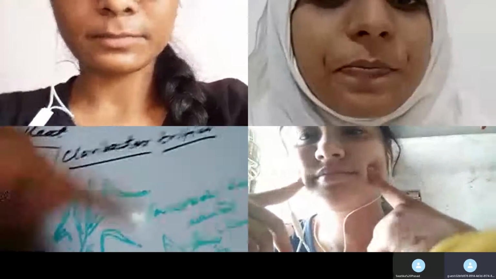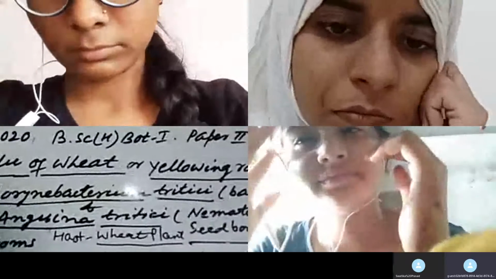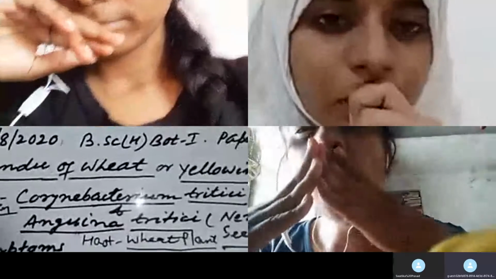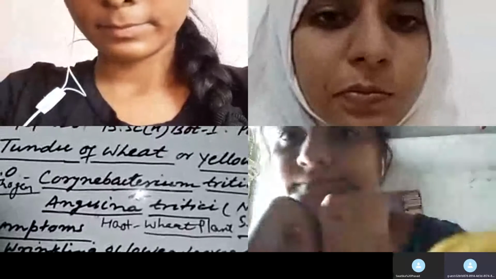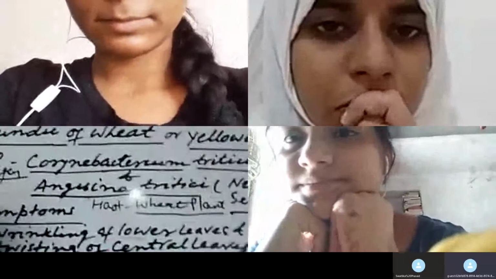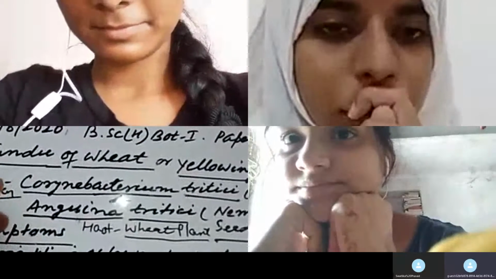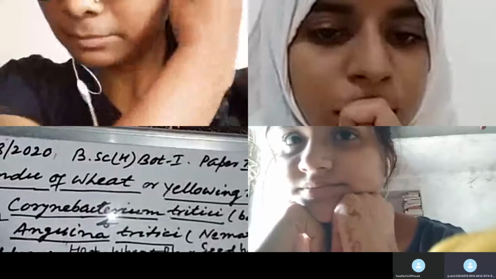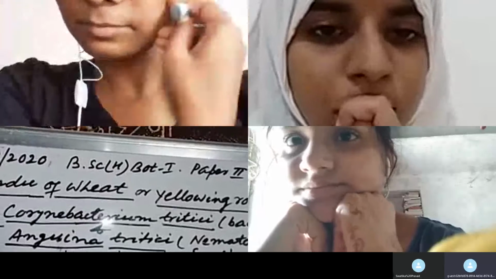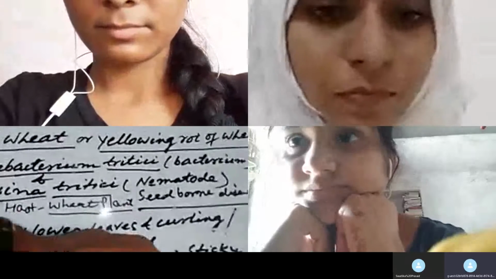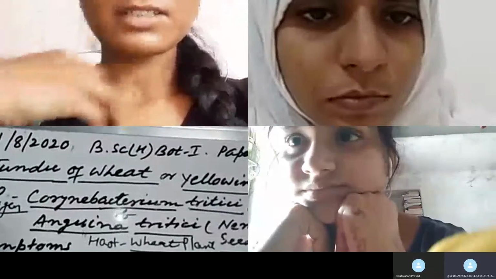This is the central leaf, and these leaves are the lower leaves. So the first symptom of this disease is the wrinkling of lower leaf and curling and twisting of the central leaf. Look at the second symptom of this disease: the exudation of bright yellow sticky substance. That is, if this disease takes place, the plant will exude. If this disease takes place, there will be exudation of bright yellow sticky substance which envelops the entire area.